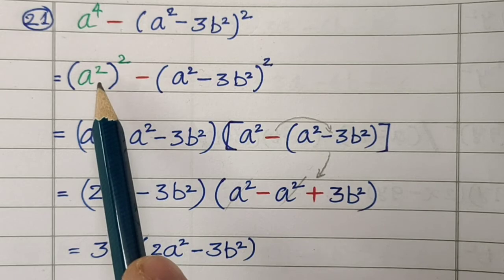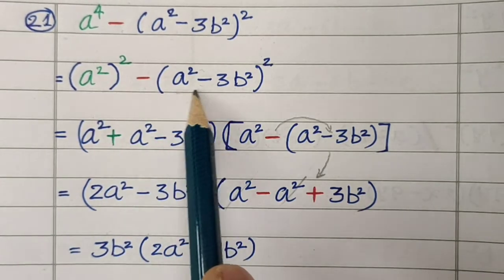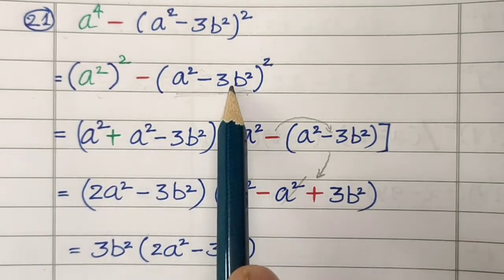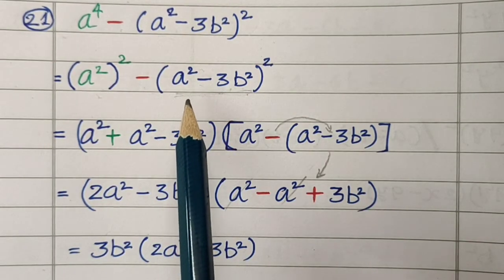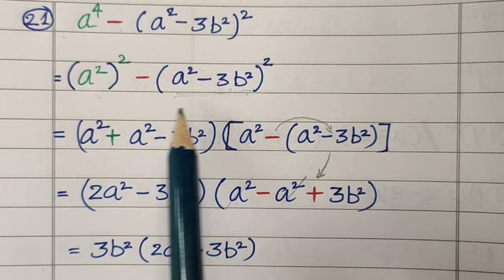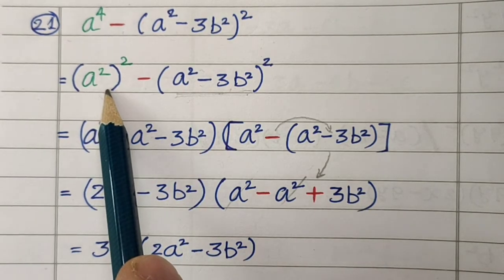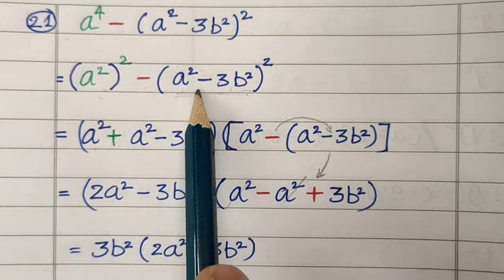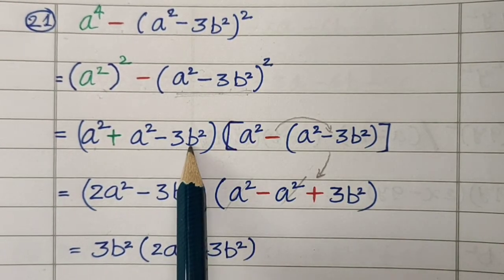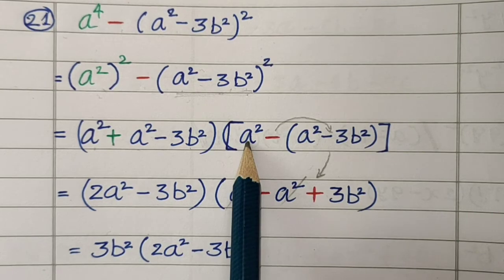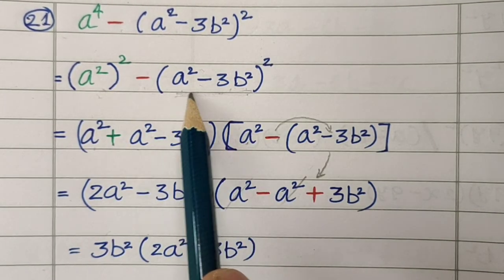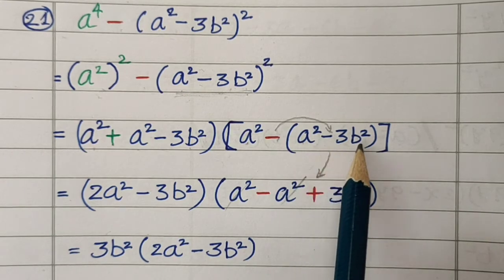This is in the form of a² − b², where the whole thing we are considering as b. Then we know that a² − b² is equal to (a + b)(a − b). In place of a we have a², so (a² + (a² − 3b²)), into (a² − (a² − 3b²)).